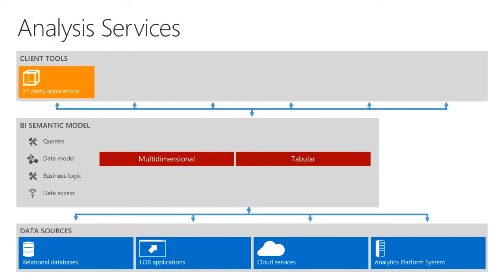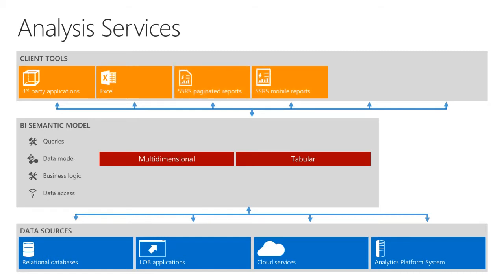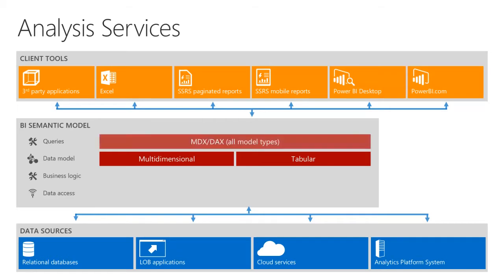Let's next consider the client tools that could connect to and enable analysis and reporting from the model. These could be third-party applications. It could be Excel with a pivot table report, or Reporting Services with either paginated or the new mobile reports. It could be Power BI Desktop or the Power BI service directly. The BI semantic model can be queried by using either MDX or DAX. MDX stands for multidimensional expressions, and it uses multidimensional constructs to query the data model. DAX, or data analysis expressions, uses tabular syntax to query the model.